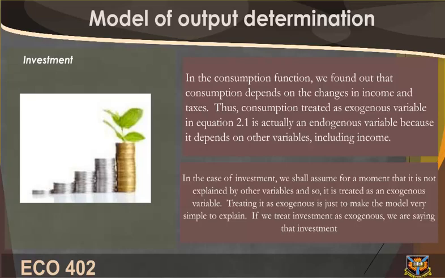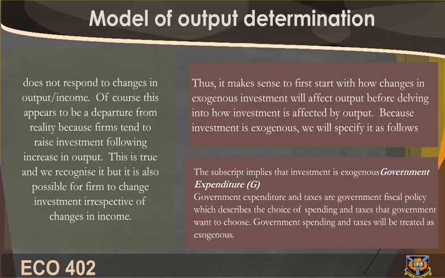If we treat investment as exogenous, we are saying that investment does not respond to changes in output or income. Of course, this appears to be a departure from reality because firms tend to raise investment following increase in output. This is true and we recognize it, but it is also possible for firms to change investment irrespective of changes in income. Thus, it makes sense to first start with how changes in exogenous investment will affect output before delving into how investment is affected by output.